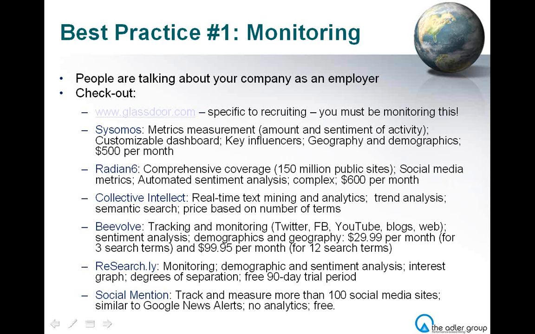It's worth looking at, even if you don't have a whole lot of money. And if, as an organization, if you're a manager and you are looking at tools to keep track of this, then I would really look at Collective Intellect, which does some great trend analysis and semantic search, as well as potentially Devolve, where you can get 3 terms for $30 a month. So your company name and employer, you can get 3 separate search terms for $30, which is really cheap. So these are some things to look at if you really want to keep track of what people are saying about you on the web.